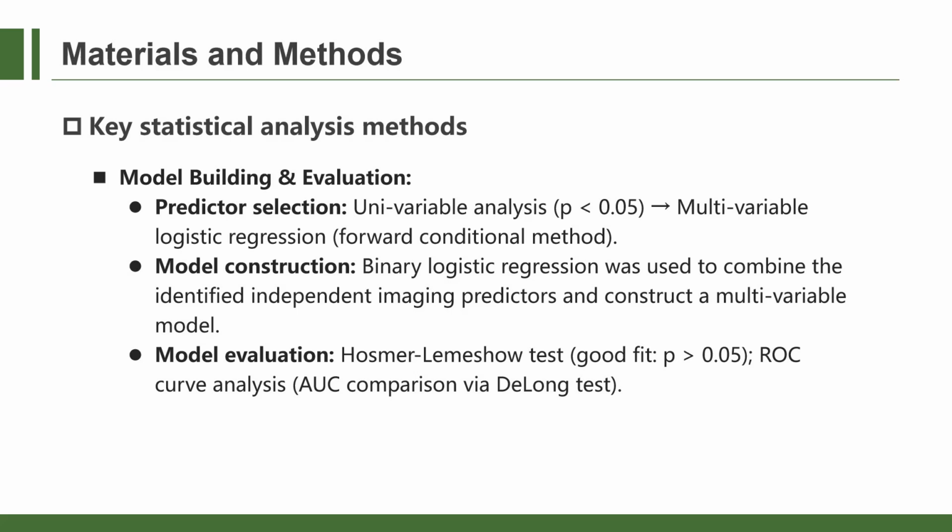The MRI-derived parameters with p less than 0.05 in the univariable analysis of the training cohort were selected for multivariable logistic regression analysis using a forward condition selection method to identify independent imaging predictors of DON. Binary logistic regression was used to combine the identified independent imaging predictors and construct a multivariable model. ROC curve analysis was used to evaluate the performance of the imaging predictors and the multivariable model combining imaging predictors for diagnosing DON.